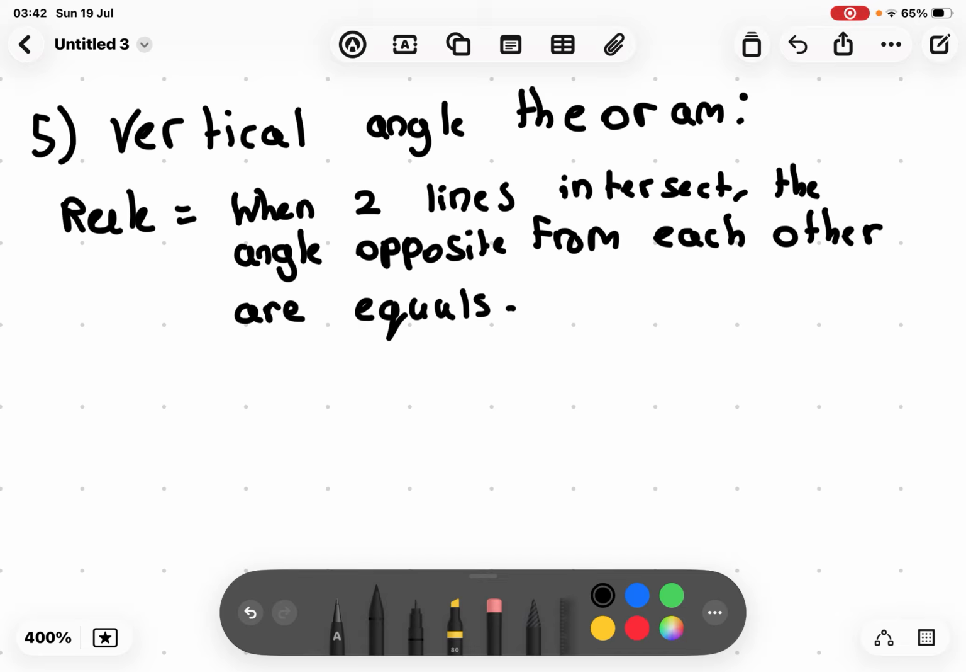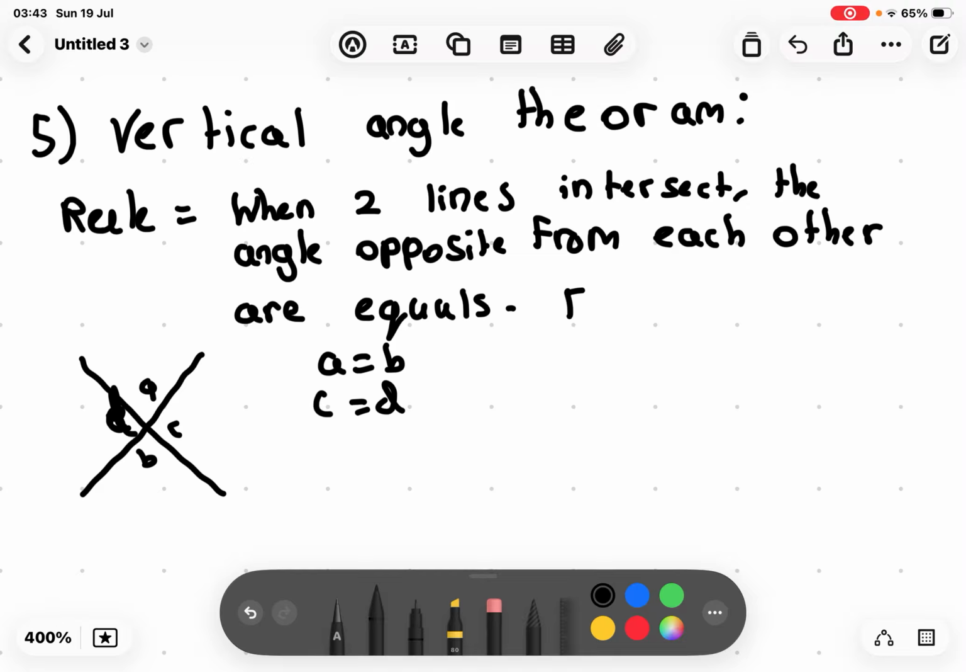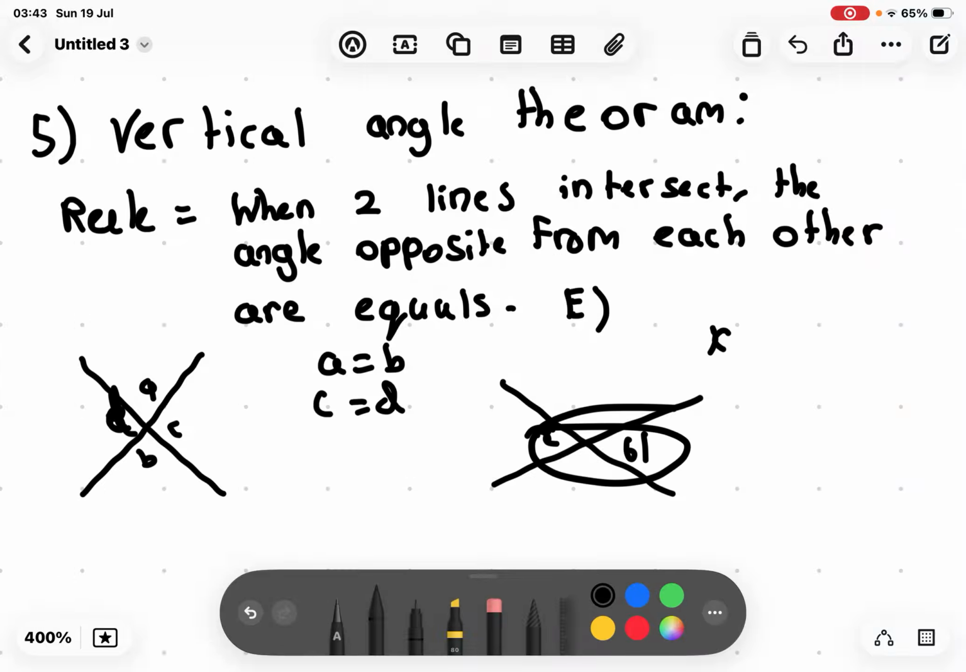Vertical angle theorem. When two lines intersect, so intersect means connect basically, like this, the angles opposite each other are equal. So A, B, C, D. So A equals B, C equals D. Done, it's easy. And the example is X and 61. What is X equal to? Well, it's opposite 61, so 61.